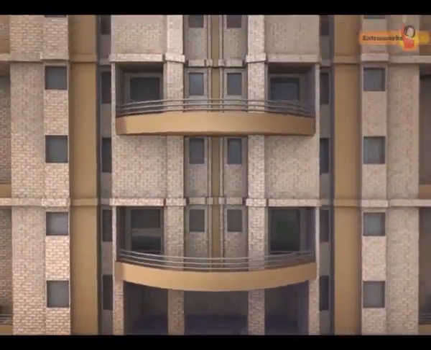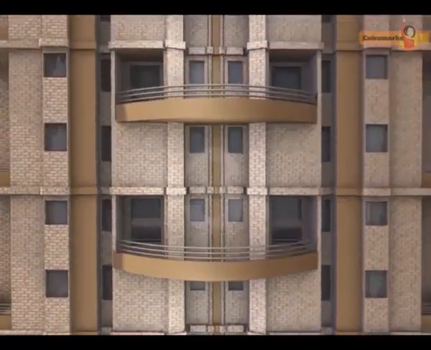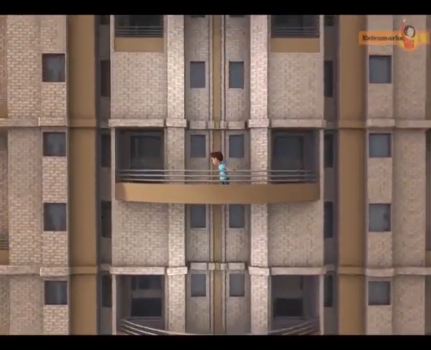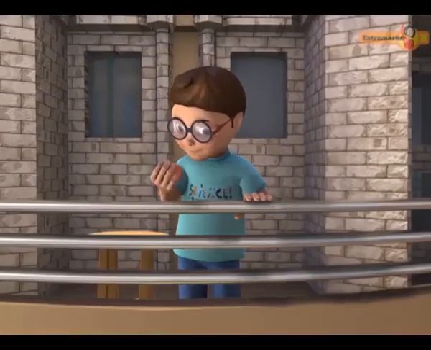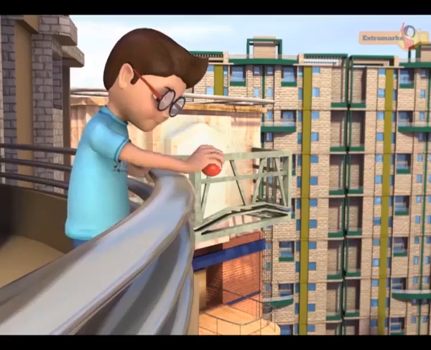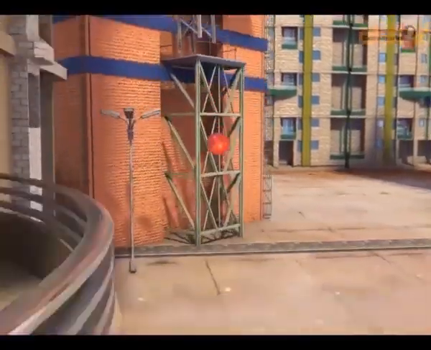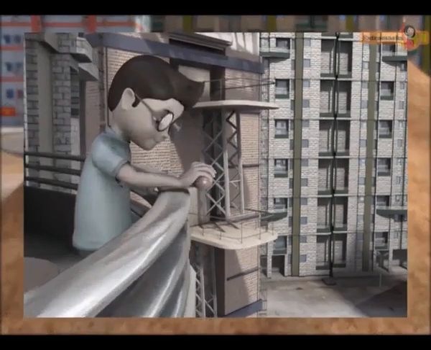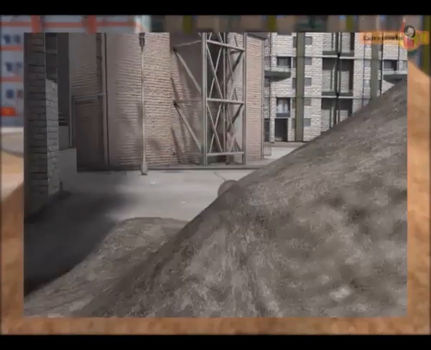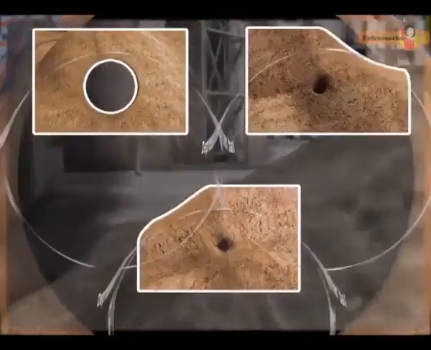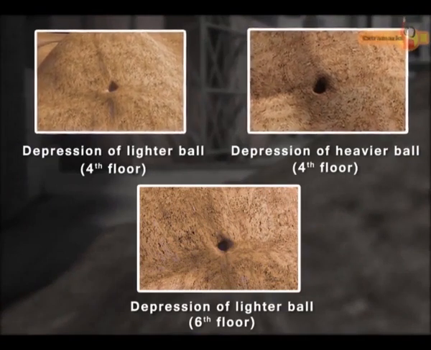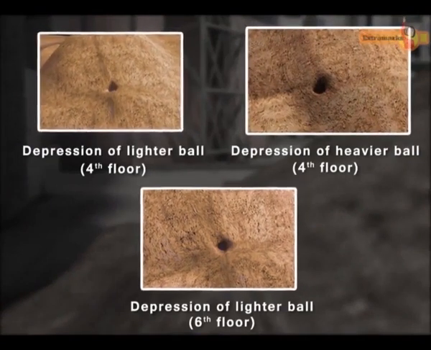Let the boy drop the first metallic ball again, but this time from a greater height. The depression formed in the sand will again be deeper than the one formed when the same ball was dropped from the lesser height. Thus, gravitational potential energy of an object depends on its mass and also on its height.